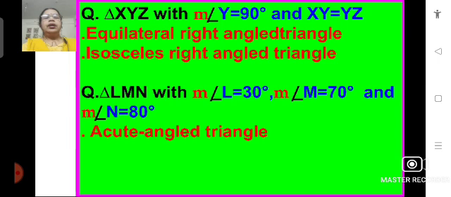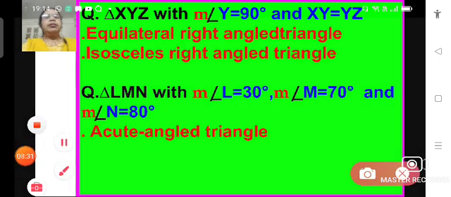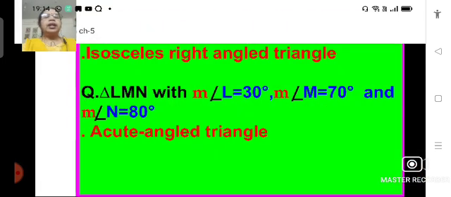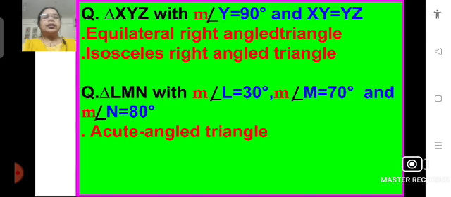Next question. Triangle LMN with measure of angle L 30 degree, angle M 70 degree and angle N 80 degree. So here we have a triangle with 3 different measures of angles. All the three are acute angles. So this is an acute angle triangle. So triangle LMN is an acute angle triangle.